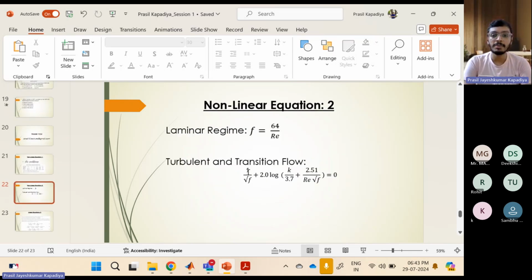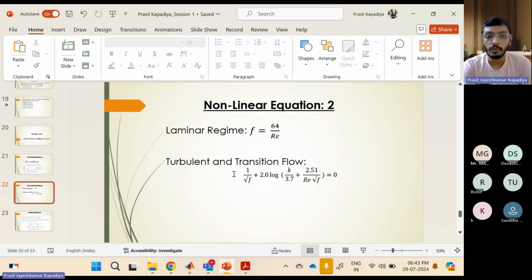So when we are dealing with laminar flow, the friction factor is given by f is equal to 64 by Reynolds number. And when we are dealing with turbulent flow, this we can directly calculate, right? Reynolds number is nothing but rho V d by mu. So if we put the values of rho, V, d and mu, we can directly calculate the friction factor.